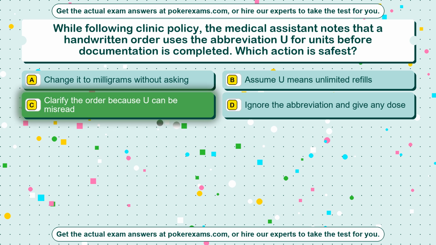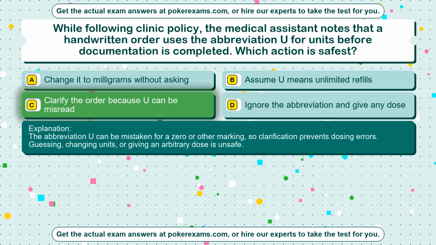The correct answer is option C, clarify the order because U can be misread. The abbreviation U can be mistaken for a zero or other marking, so clarification prevents dosing errors. Guessing, changing units, or giving an arbitrary dose is unsafe.